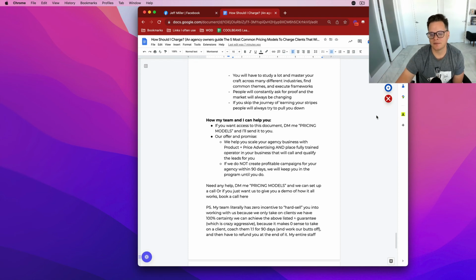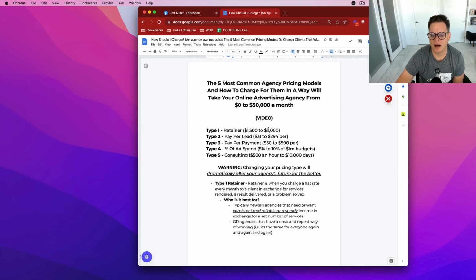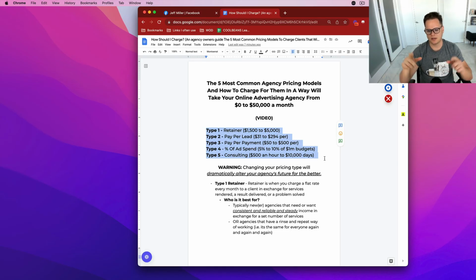And that's the basic 5 models. I would say the most common ways to get from $0 to $50,000 a month. Any of these 5 can work. It's whether or not your market appeals to it, and more importantly, your subsection of a market.